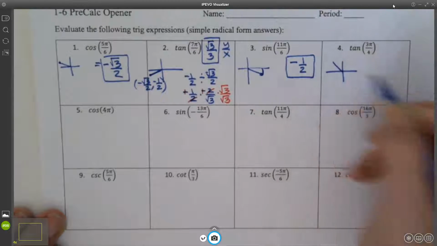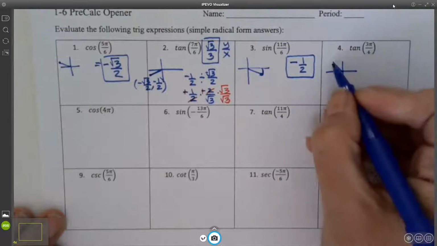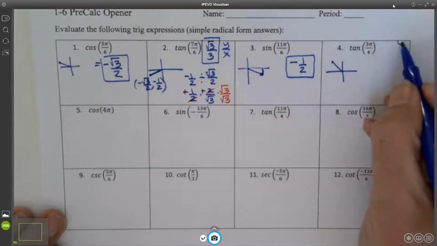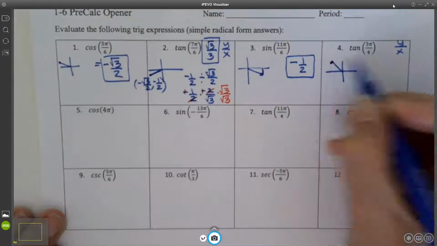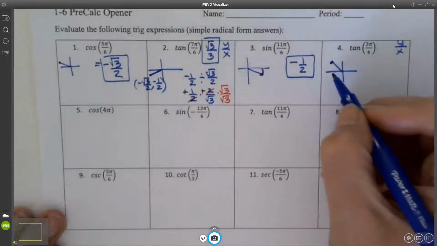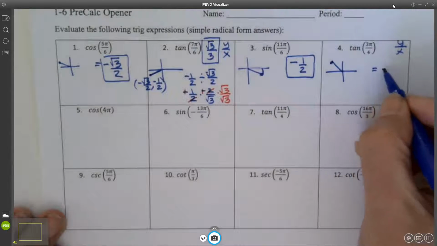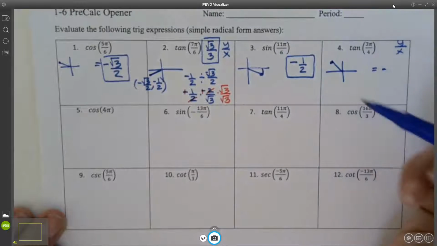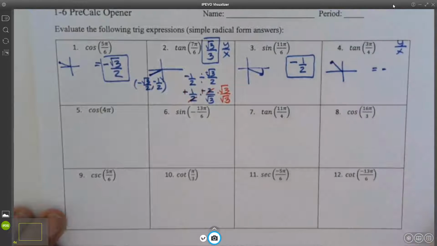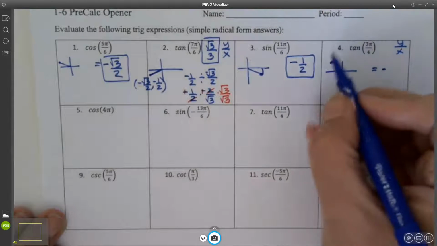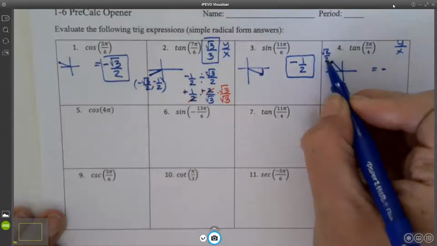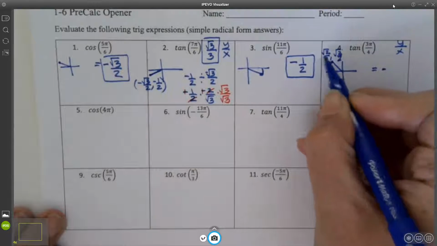3 pi over 4 is right there in the second quadrant. And again, tangent is y over x. And at that point, my x is negative, my y is positive. So I know my tangent is going to be negative because I'm doing a positive divided by a negative, which is negative. But the actual values of the coordinates are the same.